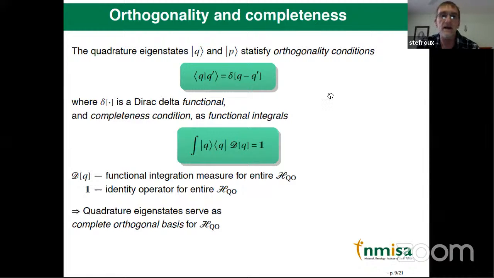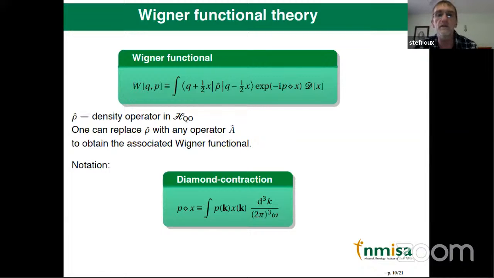And we can now use that to generalize our Wigner function to become a Wigner functional. So we use these quadrature eigenstates, shift them, and then operate on the density matrix, which is now any density operator in our Hilbert space. And then the Fourier transform is a functional Fourier transform, because in the argument, these are now functions that are contracted on each other, which means that they are multiplied and integrated. I'm going to use this diamond notation to represent such contractions throughout the rest of this talk.